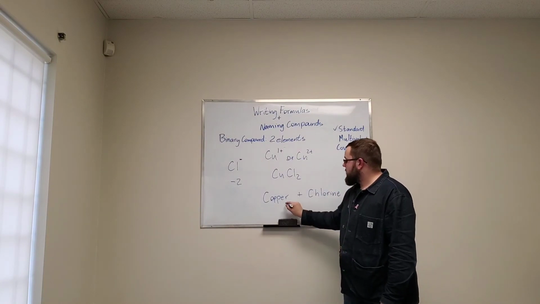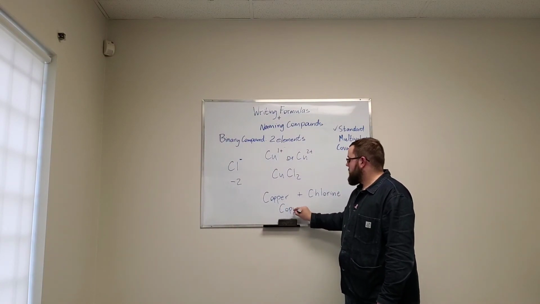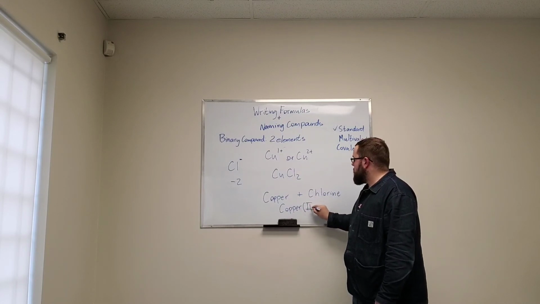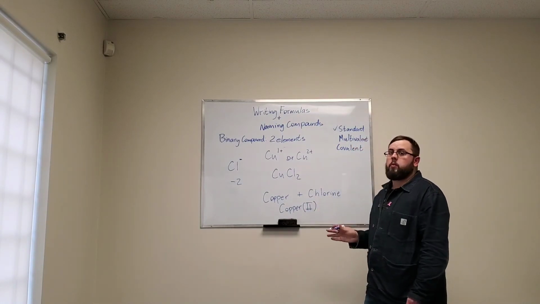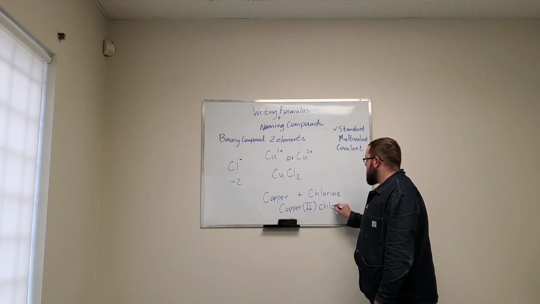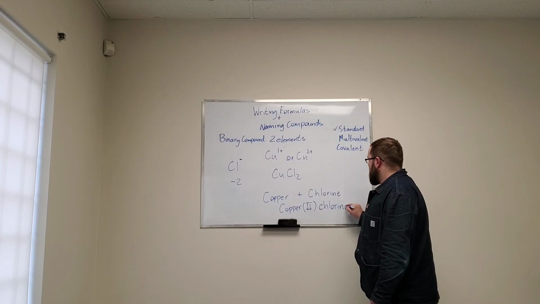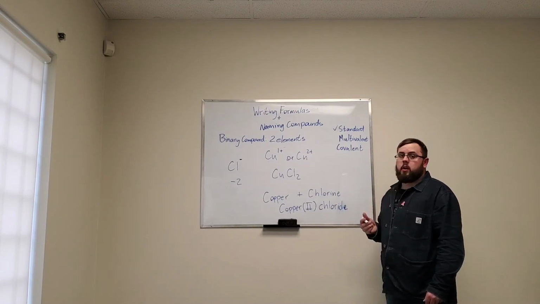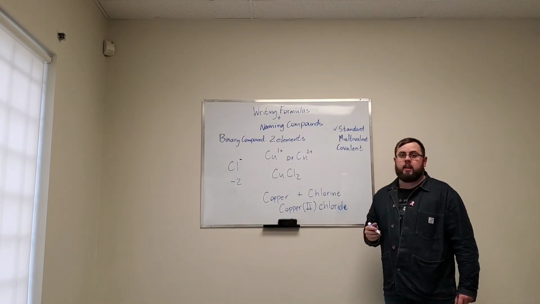So when we rewrite this, we're going to say copper, and then we're going to use the Roman numerals for 2. Then, just like before, we add chloride. All right, so that's it for this part. I'll move on to covalent in another video here.